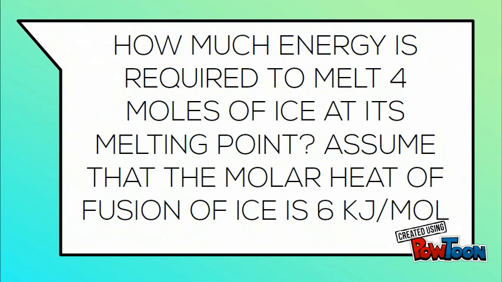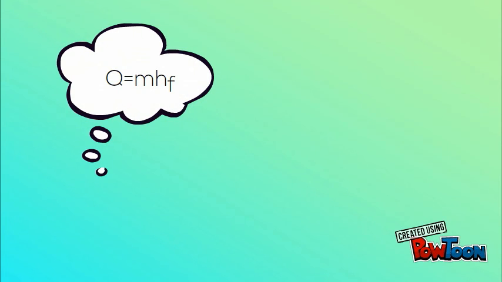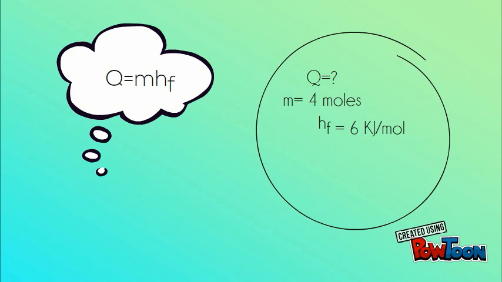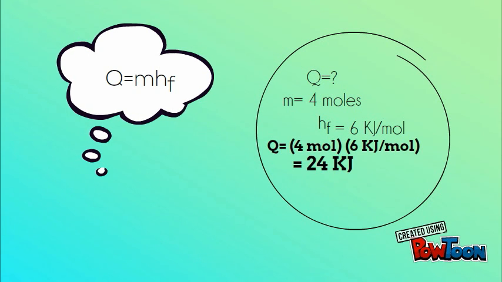Let's go through an example. How much energy is required to melt 4 moles of ice at its melting point? Assume that the molar heat of fusion of ice is 6 kilojoules over moles. Melting is the phase change that's occurring, which means Q equals m times H_f is going to be used. We are asked to find Q. M is 4 moles and H_f is 6 kilojoules over moles. The answer you will get is 24 kilojoules. Since there is only one sig fig, the answer will be 20 kilojoules.